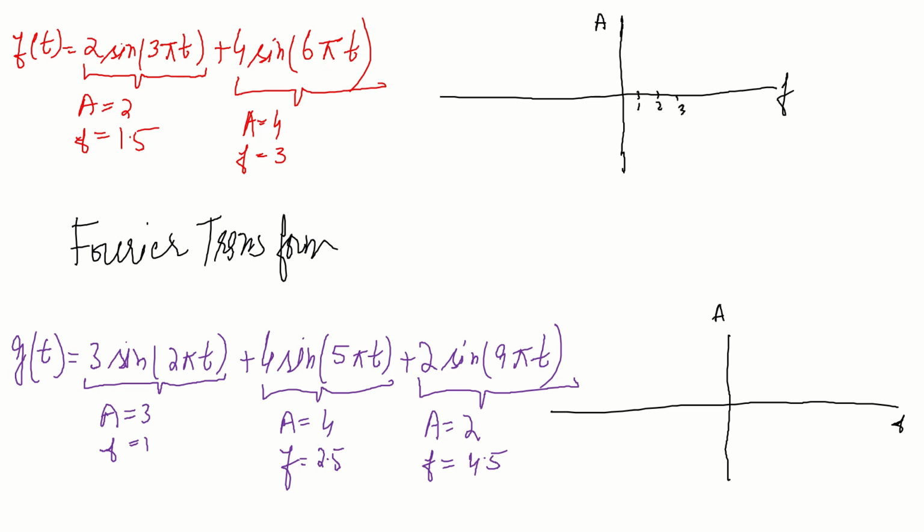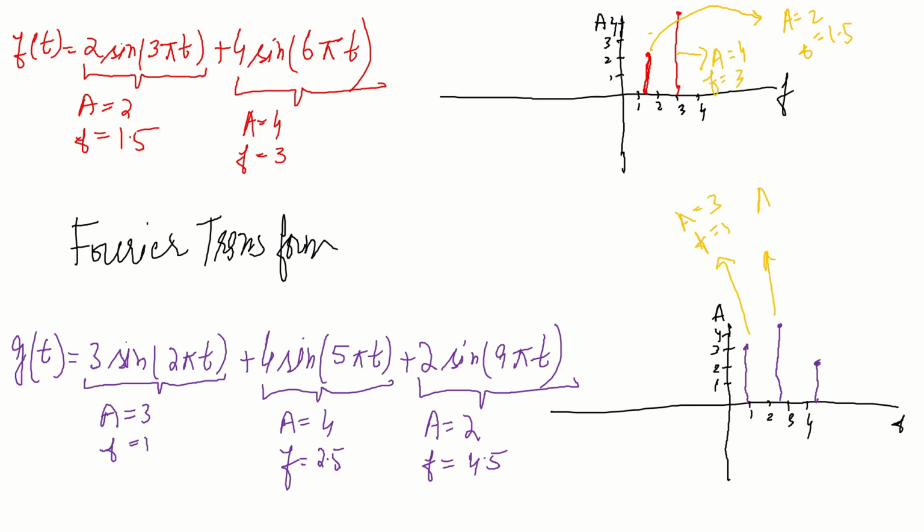The function f contains a sine wave with a frequency of 1.5 and an amplitude of 2. So we draw a bar at f equal 1.5 with a height of 2. The second sine wave has a frequency of 3 and an amplitude of 4. Therefore, we draw another bar at f equal 3 with a height of 4. Likewise, the Fourier transform of the function g has bars at f equal 1, f equal 2.5 and f equal 4.5 with heights equal to their corresponding amplitudes.